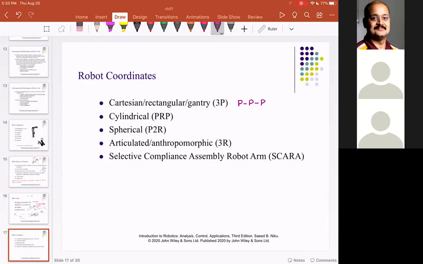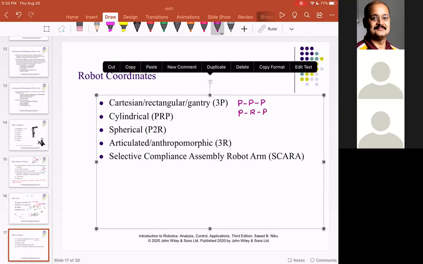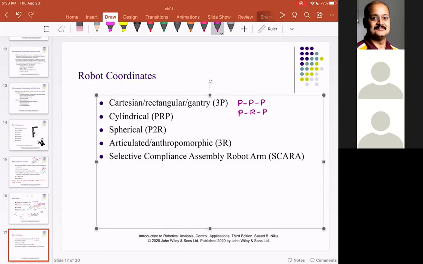You could have a cylindrical robot wherein the first joint is prismatic, the second joint is rotary, and the third joint is prismatic. Again, what is the significance of these coordinates? Because of the way these joints are assembled, for example prismatic, prismatic, prismatic, it tells us the workspace of the robot.